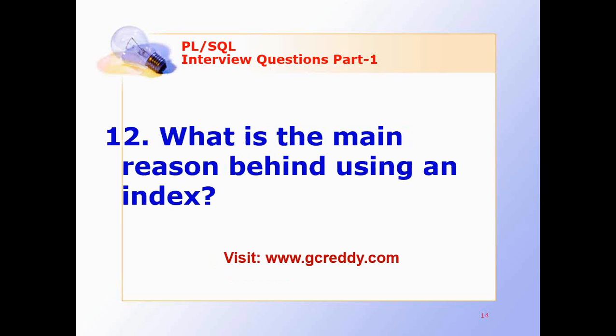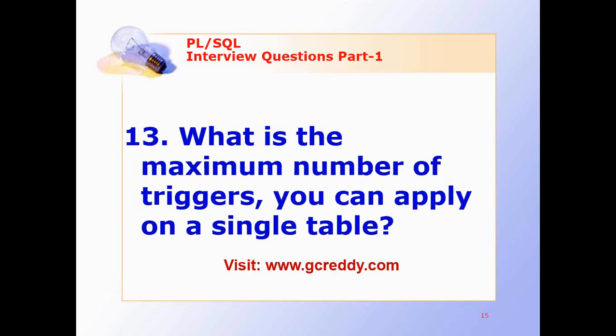What is the main reason behind using an index? The main reason behind using an index is faster access of data blocks in the table. What is the maximum number of triggers you can apply on a single table? A maximum of 12 triggers can be applied to one table.